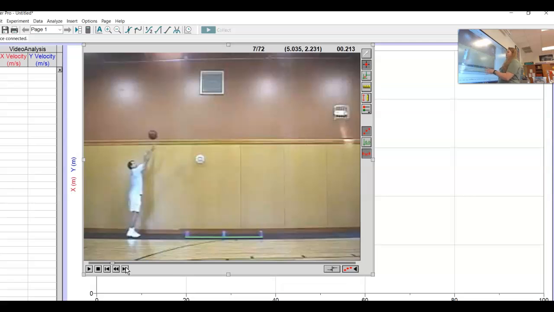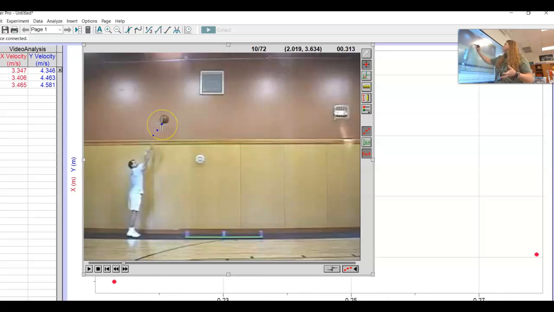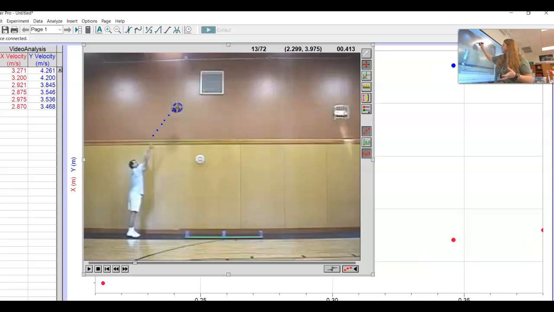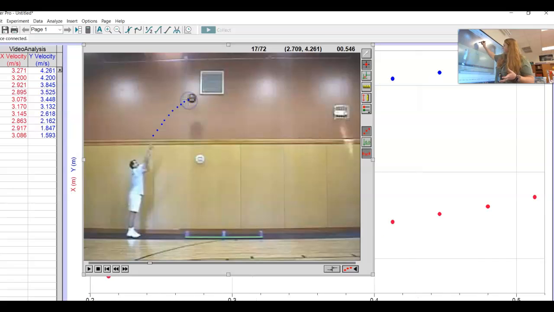At this point, I know it's blurry, but the basketball is out of his hands, so it's considered a projectile then. All points before that, while he's holding the ball, it's not a projectile because his hand is touching the ball, and so his hand is actually providing a force. So I'm going to go through here, taking it frame by frame. I'm marking its location. You can see I'm marking the center of the basketball for each frame.